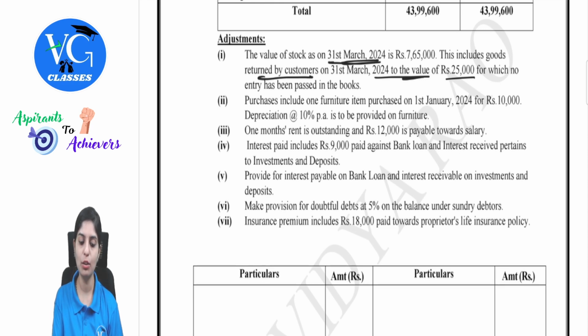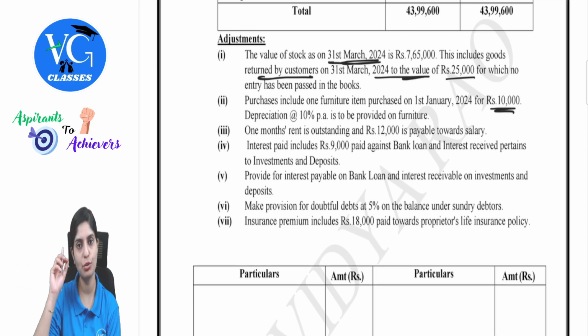Purchases include one furniture item purchased on 1st Jan for 10,000. Your total purchase expense should reflect only revenue expenses. But what have they done? They've also included furniture purchased here. So that needs to be removed. And after you remove it, this is the depreciable asset.